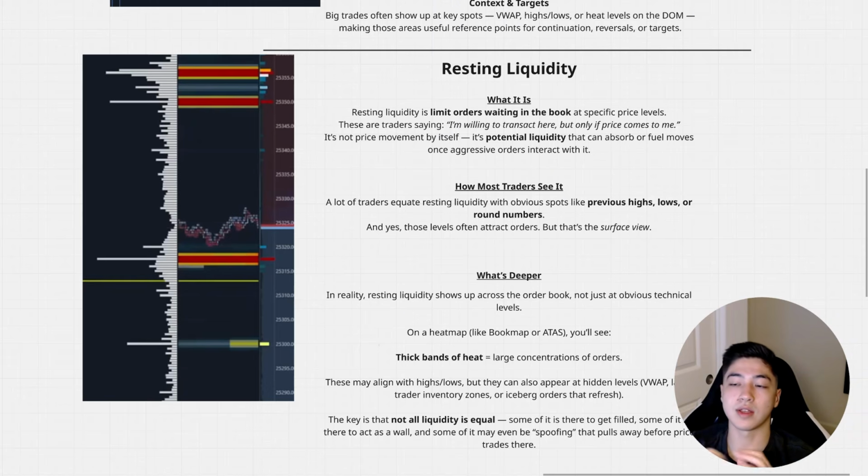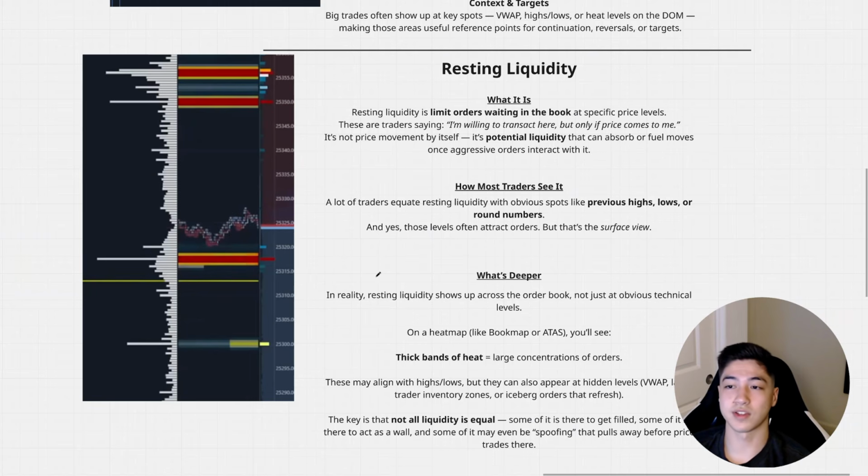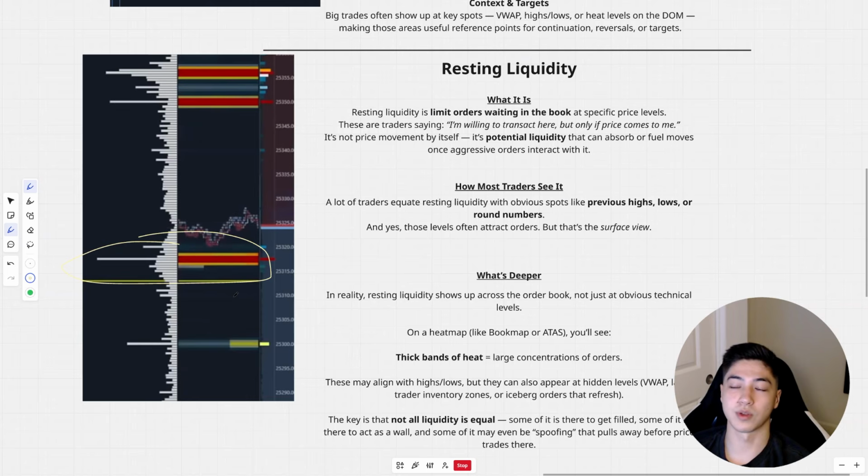But it is key that not all liquidity is equal, because some of these orders are here to actually get filled. Some of it's there to act as a wall, meaning that it doesn't even want to get filled and is trying to essentially scare price away. And some of it is spoofing. If you don't know what spoofing is, it's essentially where someone is placing large limit orders on the book and then they are just removing them, trying to pull their trades away before price actually gets there. They never had an intention of it getting filled in the first place.